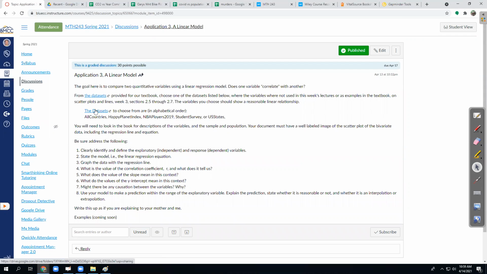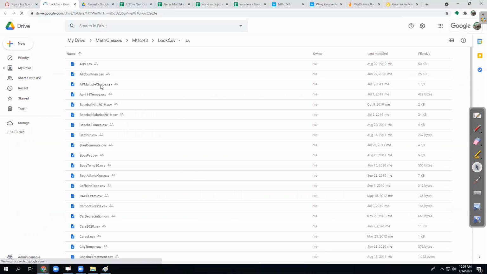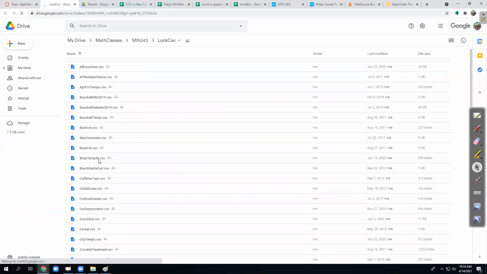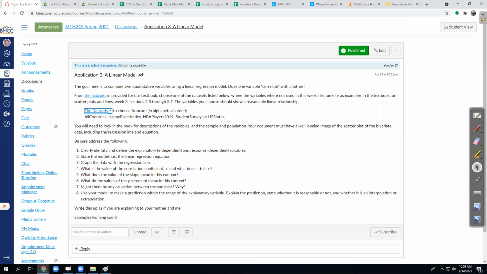There's a ton of data sets that came with the textbook. And here I just gave a link to my Google Drive version. And I picked the CSV file versions because they're just lighter in terms of their file size, but it's the same thing as the Excel files. So all of these are not fair game. There's too much for any individual to consider there. So I said, okay, pick from these: either use all countries, Happy Planet Index, NBA Players 2019, the student survey there, or the US states.